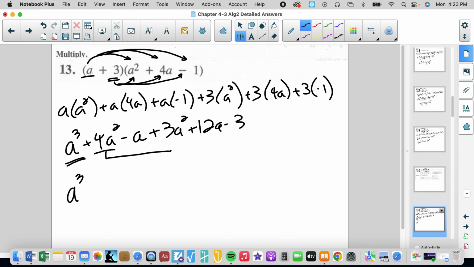We have 4a squared and 3a squared, which is 7a squared. We have negative a and positive 12a, which is positive 11a. And then we have no pair for my constant.